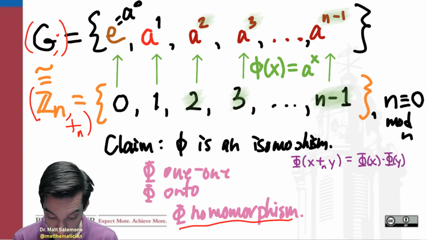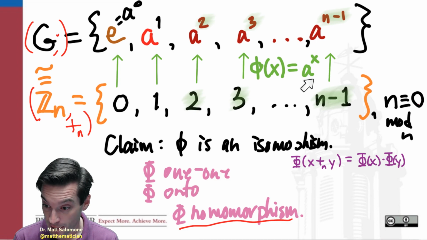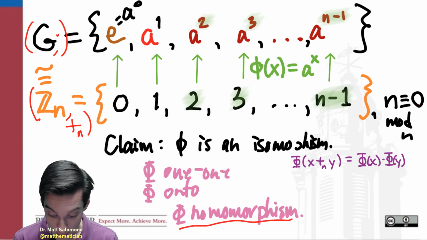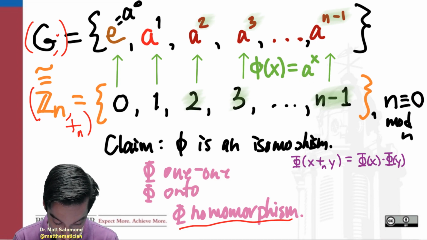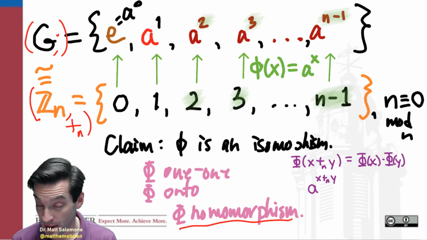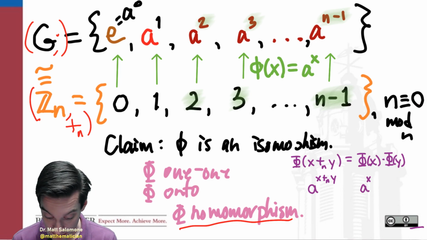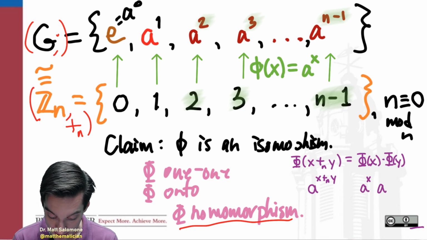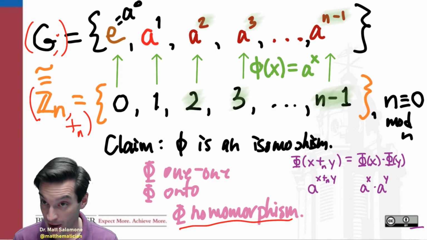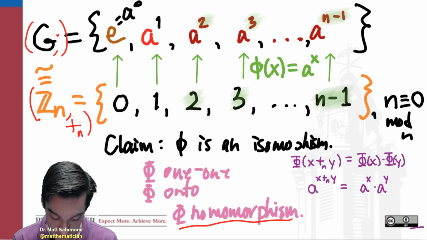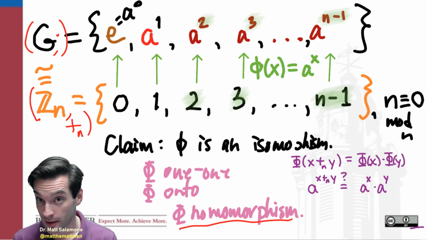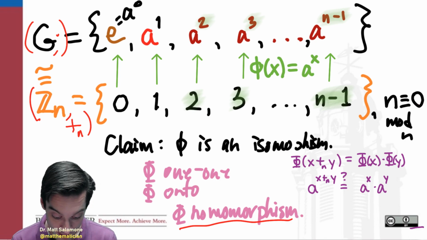So let's just do it. We defined our function by raising a generator a to the power that's identified here. So this left-hand side is a to the power x plus y, where that addition is happening mod n. Meanwhile, on the right-hand side, this is going to be a to the x, where x is treated as an element of Z mod n, times a to the y, where y is treated like an element of Z mod n. So the question is, are these two sides equal? And the answer is yes, they are.